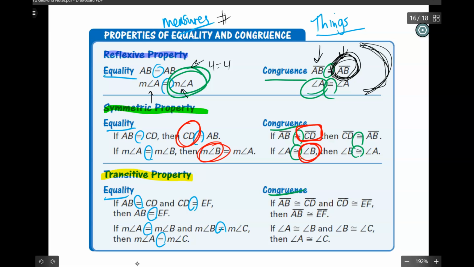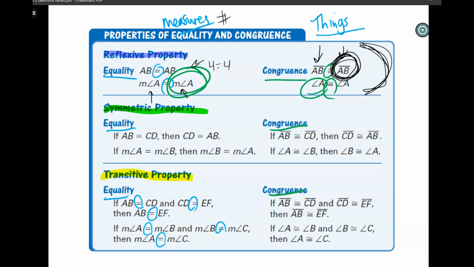The symmetric property is you are switching what is on each side. So if I have segment length AB is equal to length CD, then I can say CD is equal to AB. So you have two expressions. You have an if-then statement. And then you're switching the order. So if angle A is congruent to angle B, I can say B is congruent to A. You're swapping what's on each side. It's symmetry, right? The left's equal to the right's equal to the left.